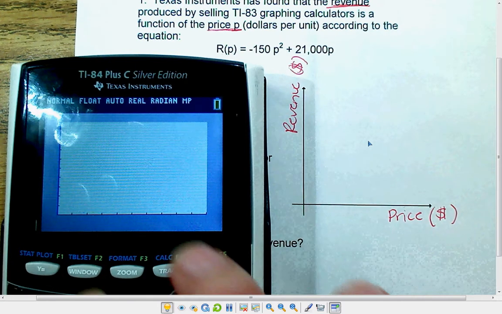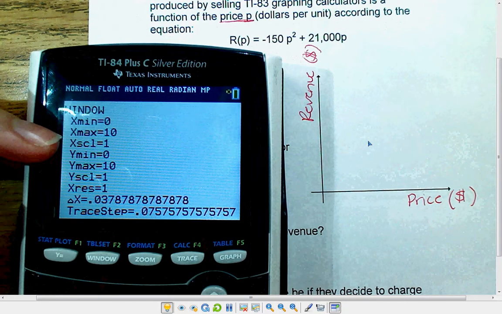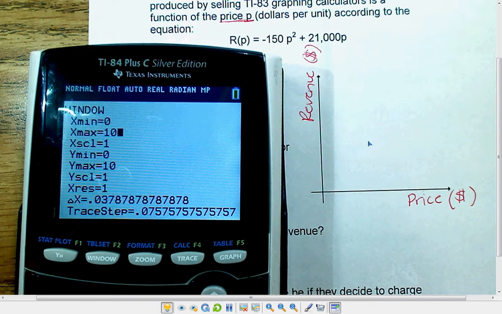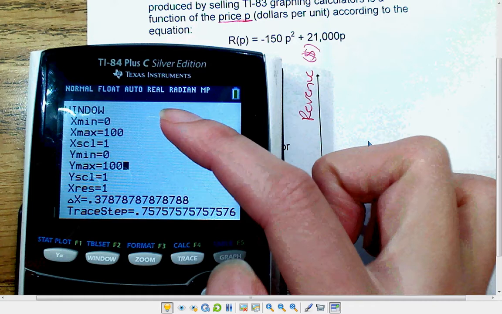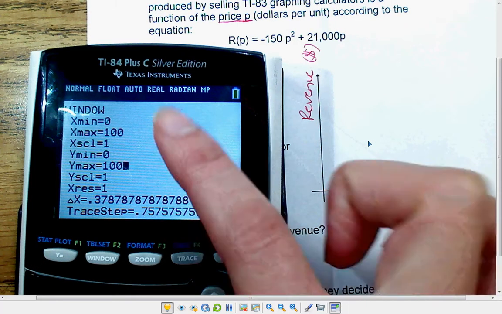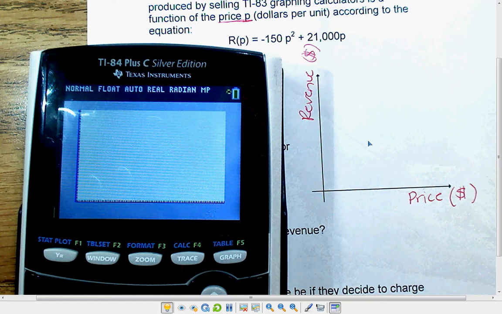So let's go back to window. Every time we increase, what we're going to do is add a 0 to each of these. So we started off at 10, now we're going to make that 100. Same thing with our y's. Started off at 10, we're going to make this 100. So now we're going from 0 to 100 on both my x and my y. Now press graph, let's see if we can see it now.